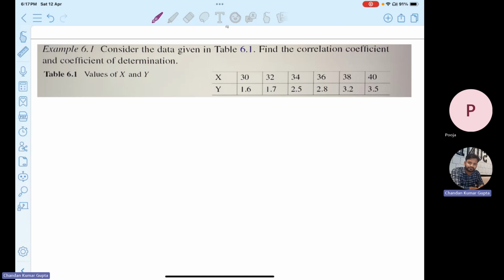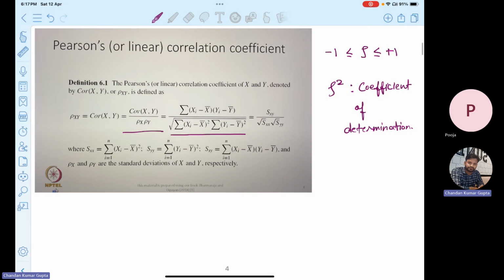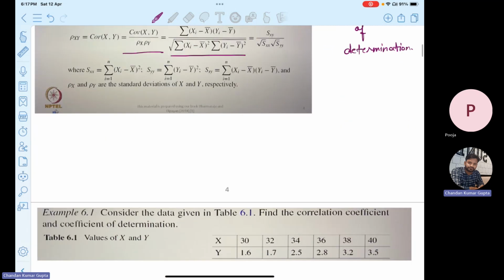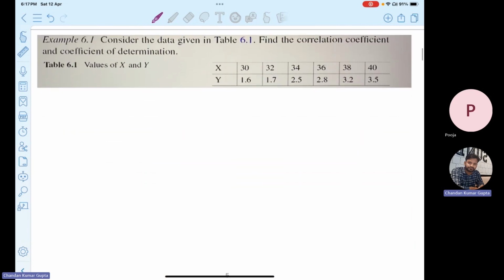So we are given the random variables. First we need to find the formula: X bar, Y bar, Xi minus X bar, and Sxy. These are the terms we need to calculate. So let's start with the calculation. Here X bar is nothing but the summation of Xi divided by n, where i goes from 1 to 6. There are six values, so n equals 6 here.